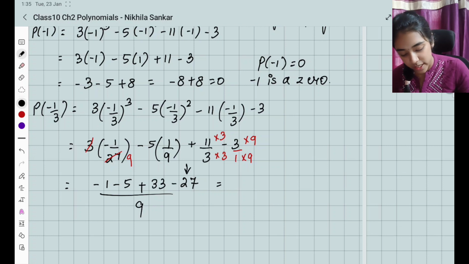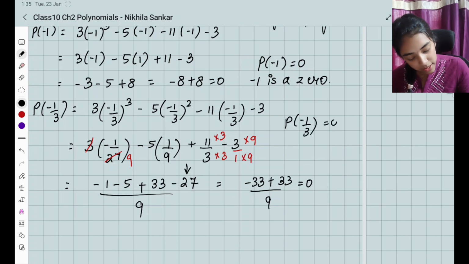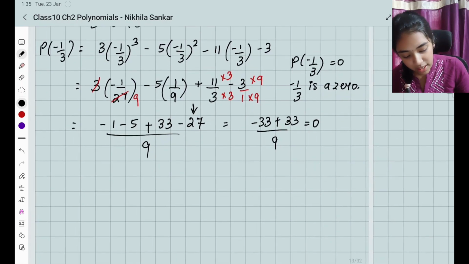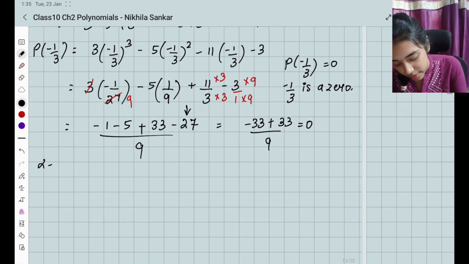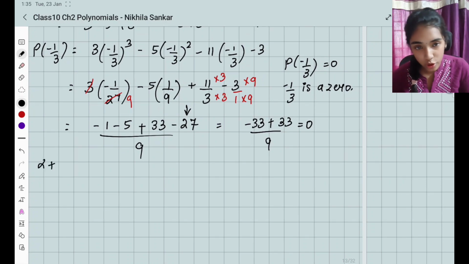Minus 6 minus 27 is going to be minus 33. So minus 33 plus 33 divided by 9 which is going to be 0. So we also proved that P of -1 by 3 equals 0. So we have -1 by 3 is a 0. Okay, so இப்போ நம்ம என்ன பண்ணலாம்? We can prove the relationship between the coefficients and the zeros.